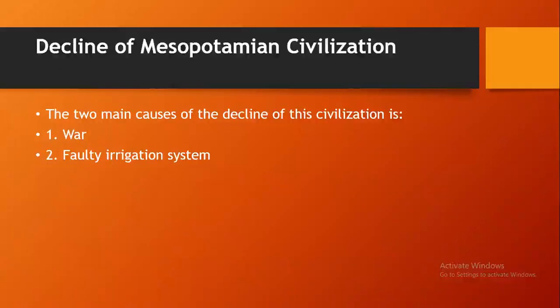Now, let's come to the decline of the Mesopotamian civilization. If we go through the history, there is no particular reason for the decline, but the two main reasons that we can surface are war and the faulty irrigation system. The faulty irrigation system is a logical one because the Mesopotamians mainly developed on the agriculture system. So if there is no irrigation, there will be no water. Obviously, they won't be able to grow crops. There will be no good agriculture. So something happened in the irrigation system. Some faults were there. That's why this civilization ended.